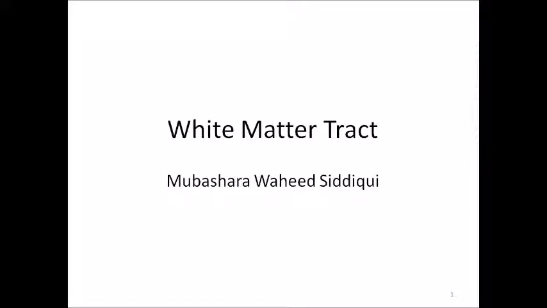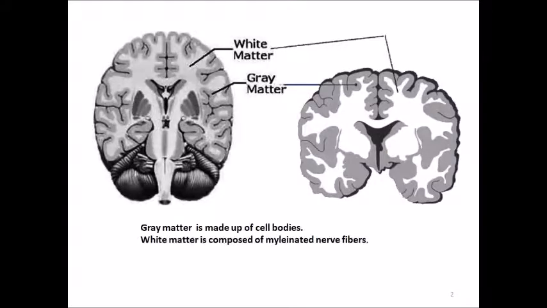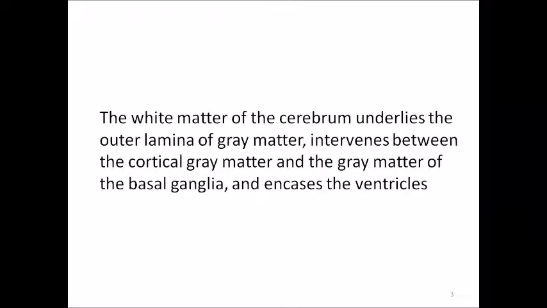Assalamualaikum. Today we are discussing the white matter tracts. First, we will see why white is white and gray is gray. Gray matter basically has cell bodies of the neurons that first appears gray, and white matter is composed of mainly myelinated nerve fibers, which give them white color.